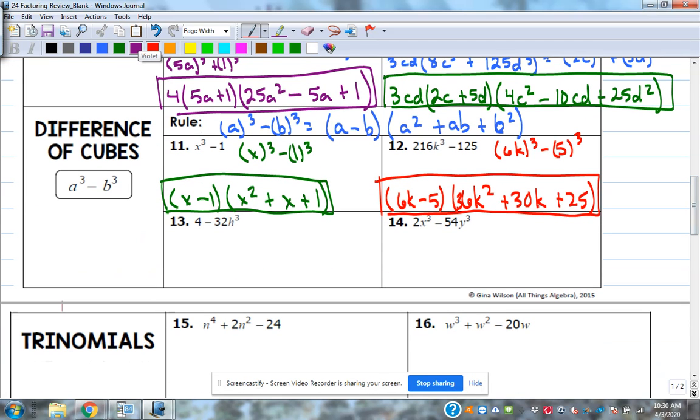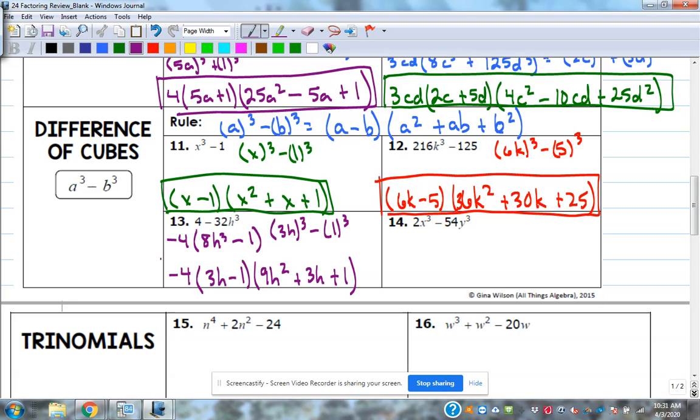Let's do number 13. 13 is not in the right order, so I'm going to factor out a negative 4 because the GCF is 4. I want it in descending order, so that's going to give me 8h to the third minus 1, which is much easier to factor. 2h cubed minus 1 cubed. So again, we've got the negative 4, we've got 3h minus 1, we've got 9h squared plus 3h plus 1. And there's our factored form.